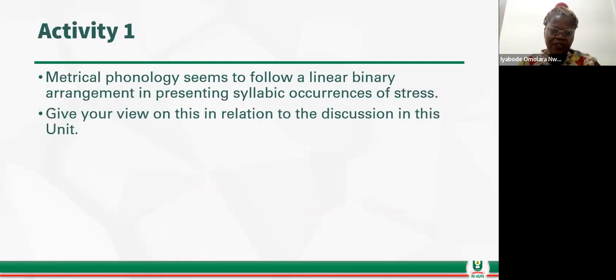Let's look at the first activity here now. Phonology seems to follow a linear binary arrangement in presenting syllabic occurrence of stress. Now give your view on this in addition to discussion in this room. What do you think? Metrical phonology has a linear binary arrangement. It presents syllabic occurrences of stress. What is your own opinion about this? What other way do you think we could have organized it?